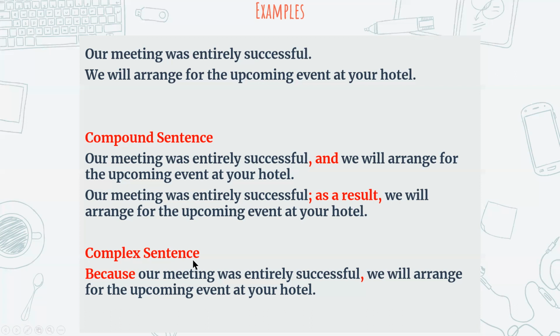A complex sentence doesn't connect two independent clauses like the compound sentence. A compound sentence connects two independent clauses, but in a complex sentence, you have one very important idea in an independent clause and one less important idea in a dependent clause. So you connect them in one sentence like this one: because our meeting was entirely successful, comma, we will arrange for the upcoming event at your hotel. If "because" is in the middle of the sentence, we don't use a comma before it, okay? Only when it's the first word in a sentence, that's it.